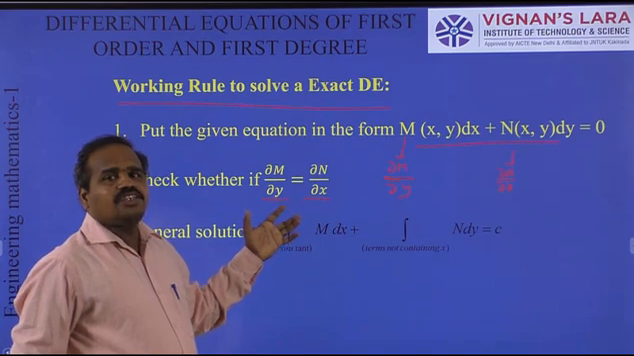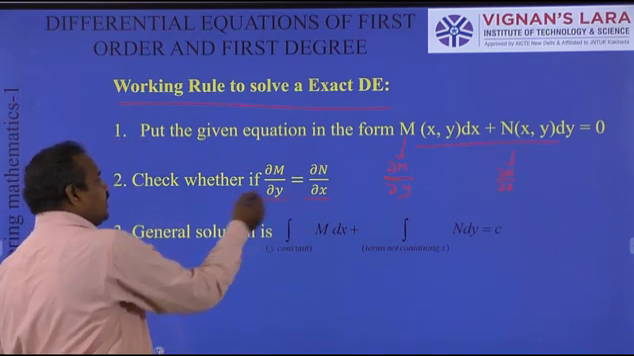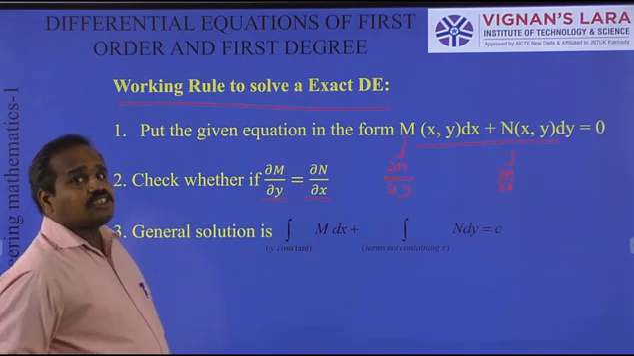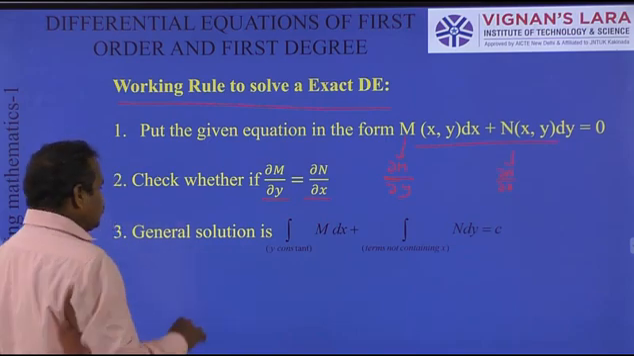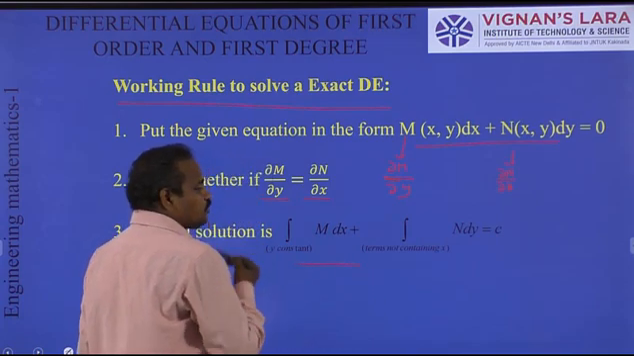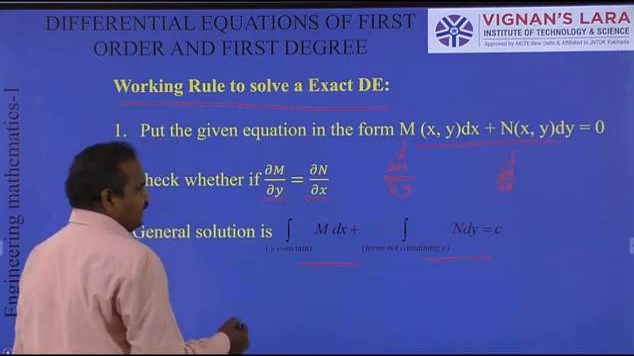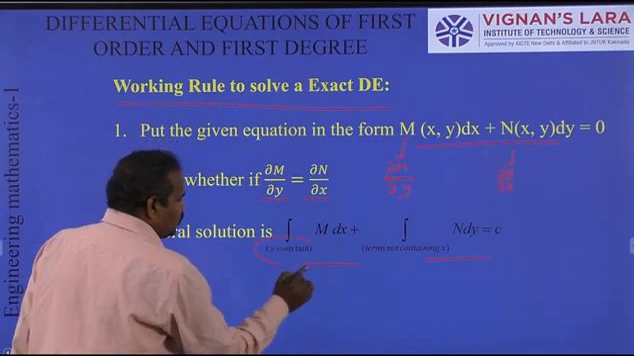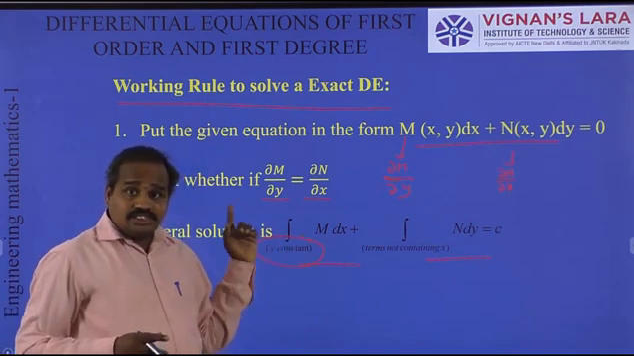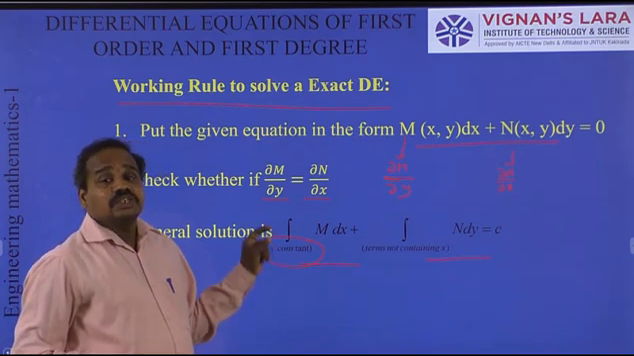First we are learning about the exact differential equation solution. If these two are equal, then the equation is exact, and every such differential equation has a general solution. We obtain the general solution using the formula: integral of M dx with y constant, plus integral of the terms of N dy not containing x, is equal to c. Here you have to observe that whenever you do this integral, you have to treat y always as a constant.